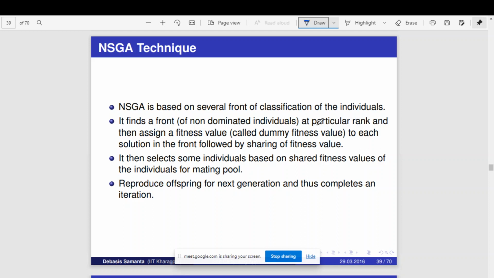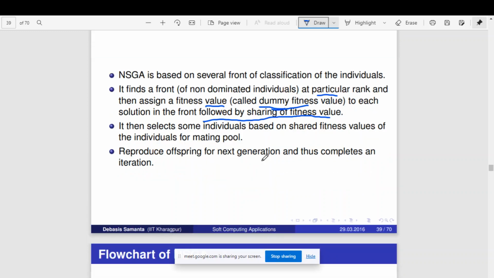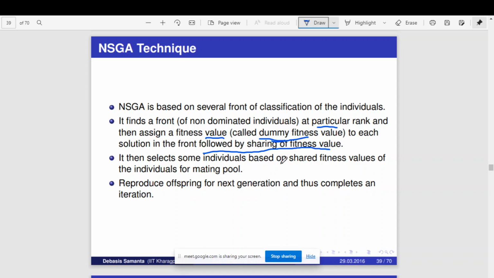It finds a front at a particular rank and then assigns a fitness value, called dummy fitness value, to each solution in the front by sharing the fitness value. So all the individuals in a particular front will share the same fitness value. This fitness value we call the dummy fitness value. It then selects some individuals based on the shared fitness values for the mating pool, reproduces offspring for the next generation, and thus completes the iteration.